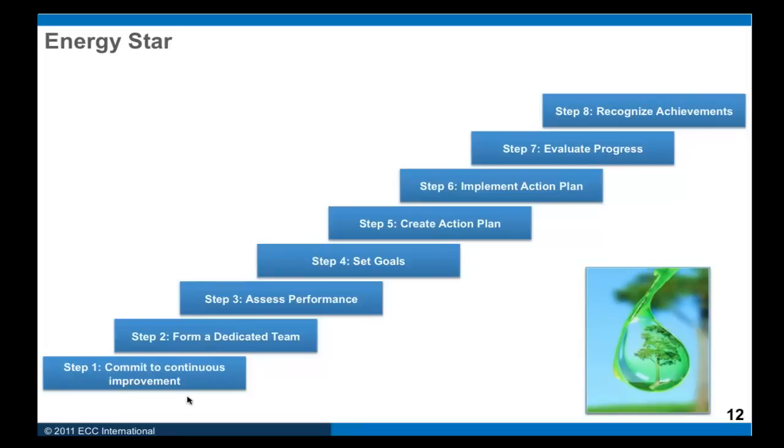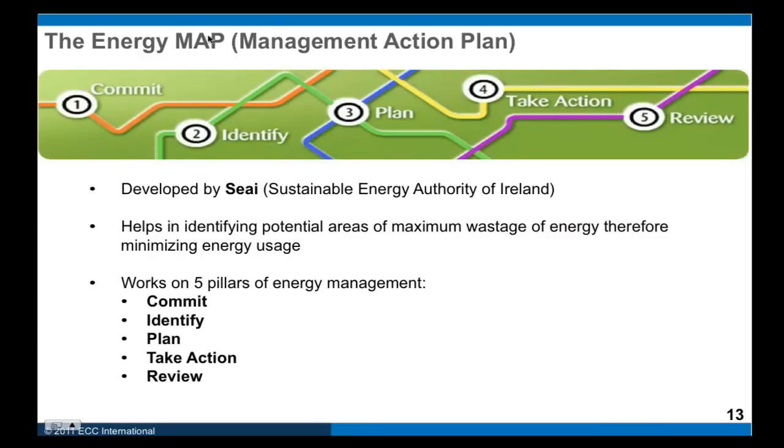If you talk about Energy MAP, like I said, MAP is a management action plan with 5 key steps. Commit, which means make a commitment towards energy efficiency. Identify energy saving opportunities or significant energy users. Plan to make them more conservative. Number 4, take action, to implement or put the plan in action.